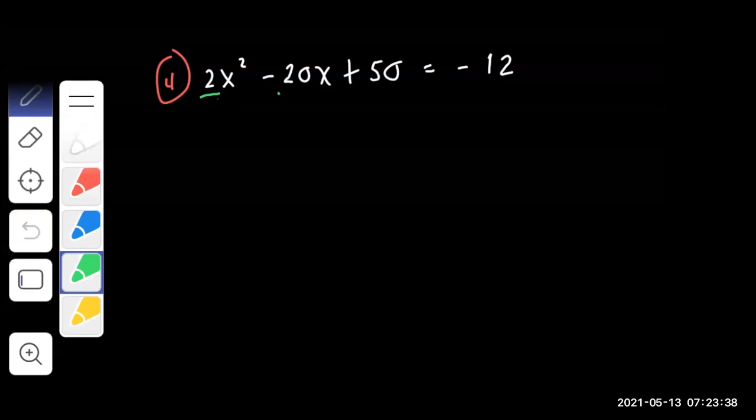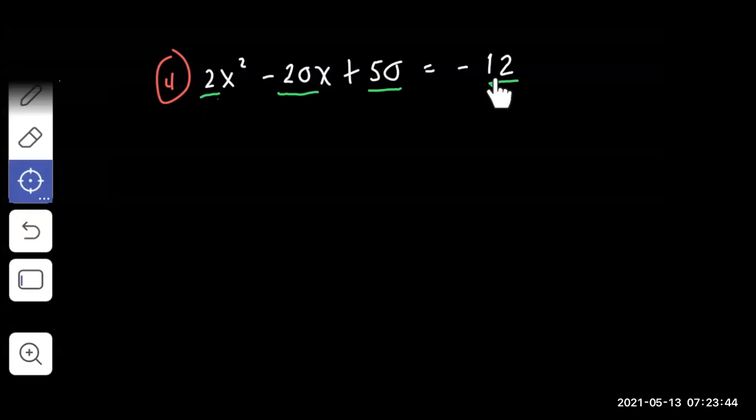This is the number 20. This is the number 50. And this is the number 12. If you can see, guys, all of these numbers are even numbers, números pares. I mean, all of these numbers have halves: 2, 20, 50, and 12. So, guys, you have a common factor, and the common factor is 2, because 2 times 10 is 20, 2 times 25 is 50, and 12.